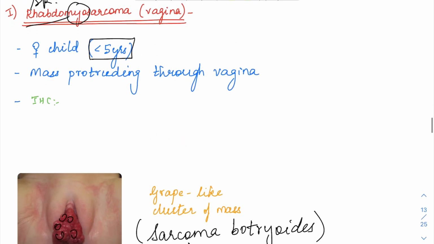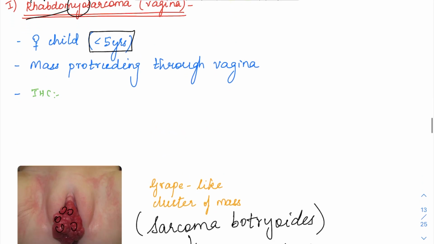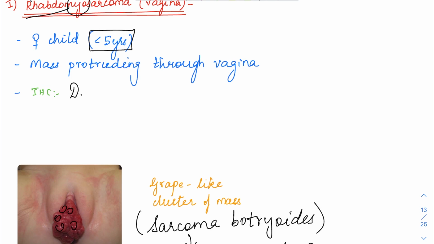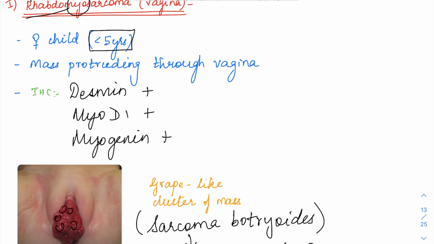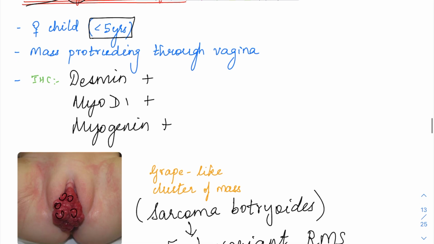On immunohistochemistry, any of the rhabdomyosarcomas, so anywhere in the body you can get rhabdomyosarcoma, it is going to be positive for desmin, which is a muscle marker. Then specifically for skeletal muscle, we can use MyoD1 or myogenin. So both of these are going to be specific for skeletal muscle. So all three markers can come positive in rhabdomyosarcoma. Again, rhabdomyosarcoma not just in vagina.